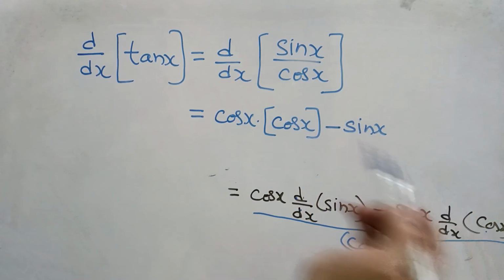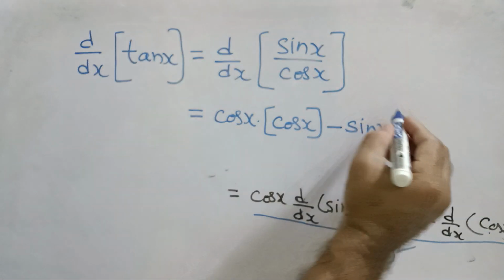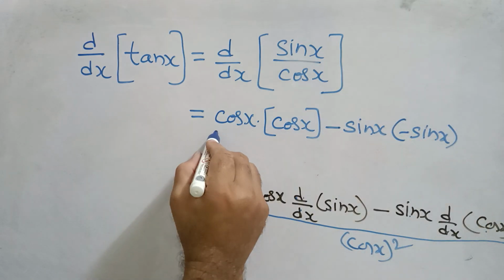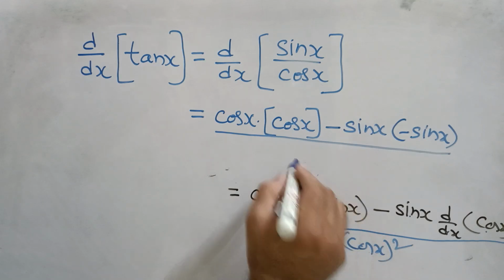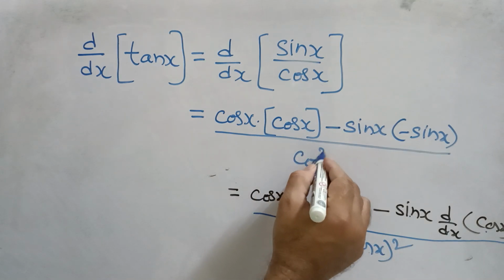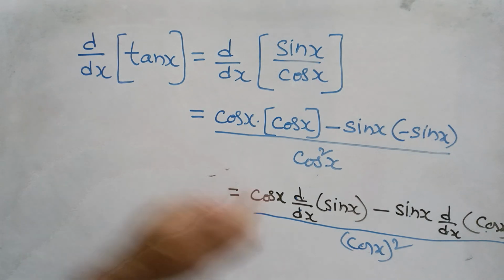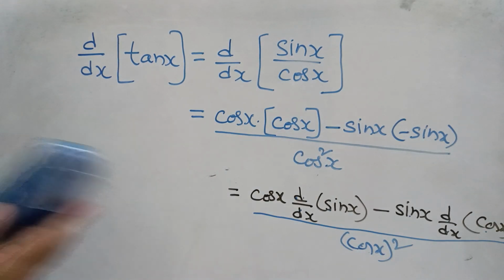d by dx of cos x, how much? d by dx of cos x is equal to minus sin x. Remember that: minus sin x. Minus sin x by what? It is cos x square, nothing but cos square x. You can write like that also, right?